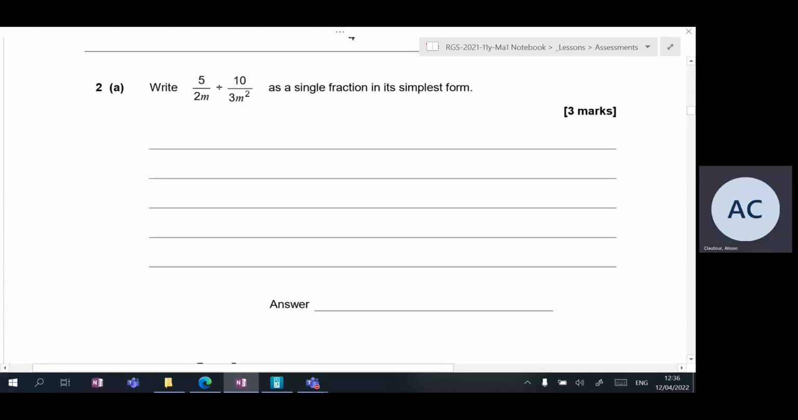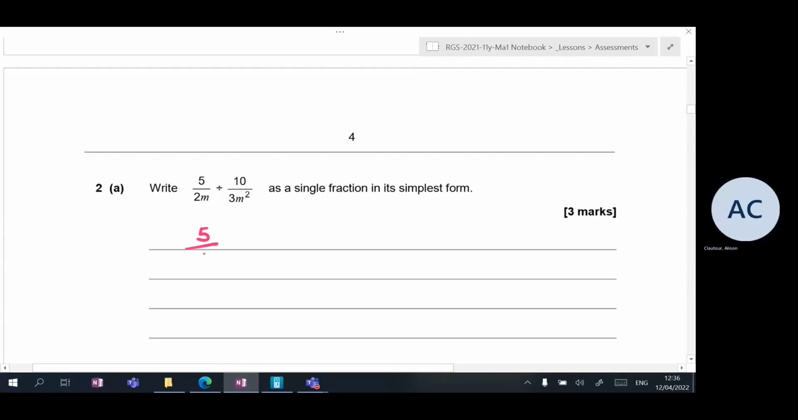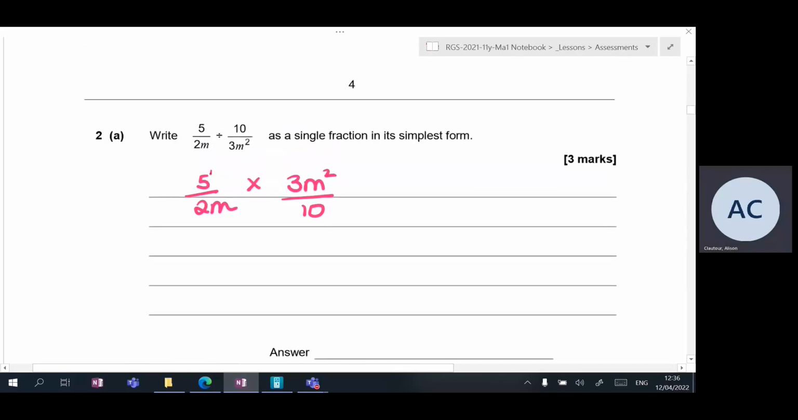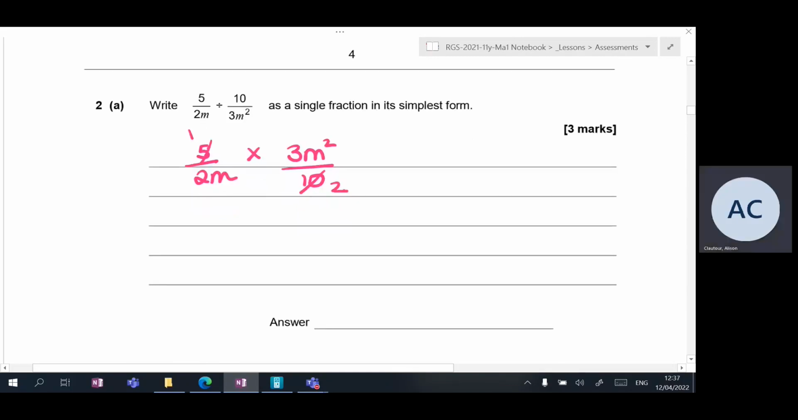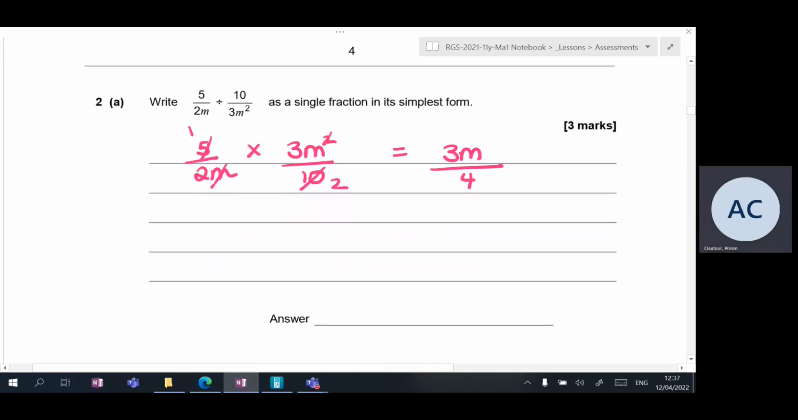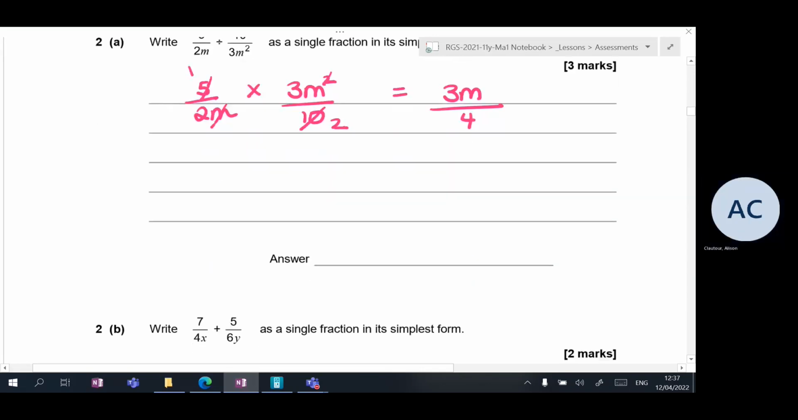So question 2, algebraic fractions. I'm multiplying by the reciprocal because I'm dividing. So I'm going to flip that second fraction and change the division to multiplication. Now I can see I can cancel out the 5 and the 10. I can also cancel out one of my m's with one of my m's here. So I'm left with 3m on the top, and I've got 2 times 2, which is 4 on the bottom. It's quite a standard question that you should see at GCSE as well.